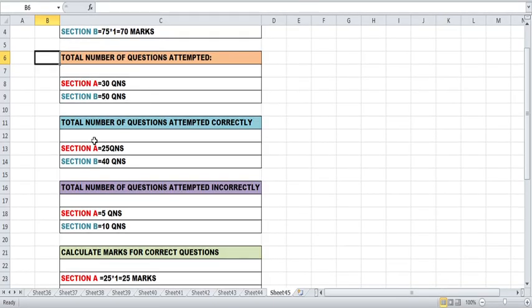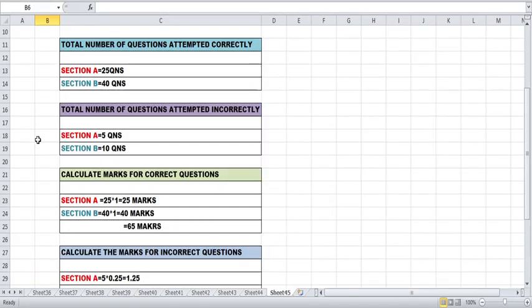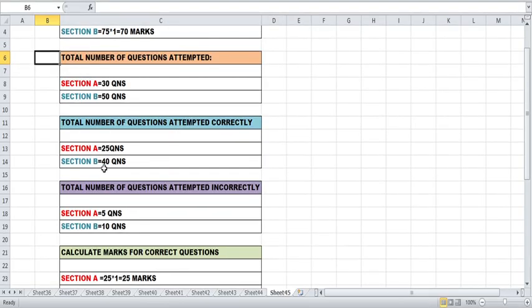Next, the total number of questions you attempted correctly. From section A, out of 30 questions, I attempted 25 questions correctly, and from section B, out of 50 questions, I attempted 40 questions correctly. Next, the total number of questions you attempted incorrectly. You need to do a simple calculation: 30 minus 25, 5 questions. 50 minus 40, 10 questions. So in section A, I attempted 5 questions wrong, and in section B, 10 questions wrong.